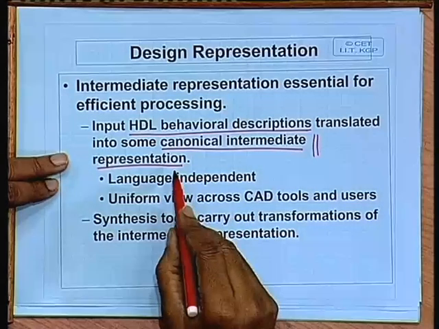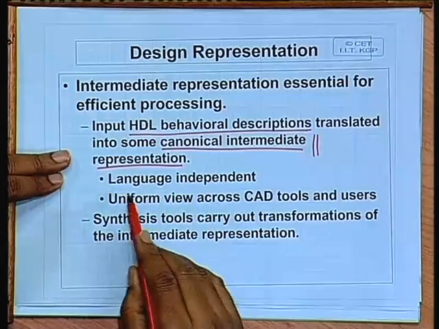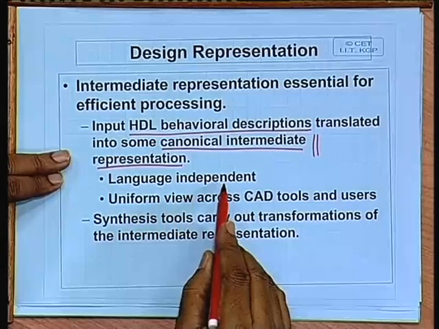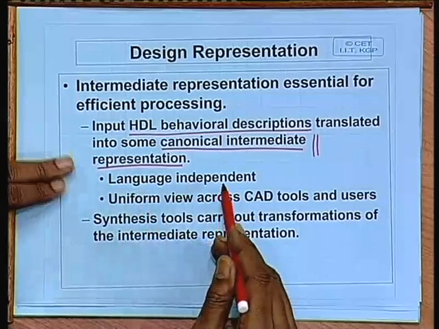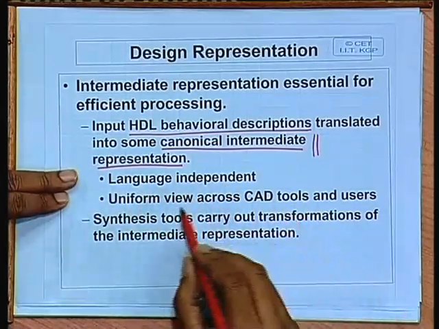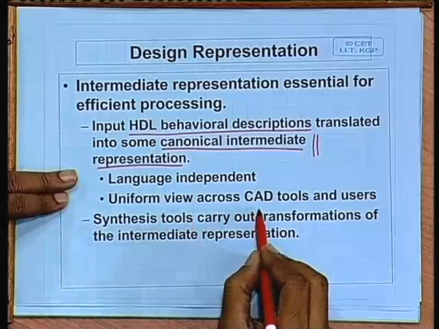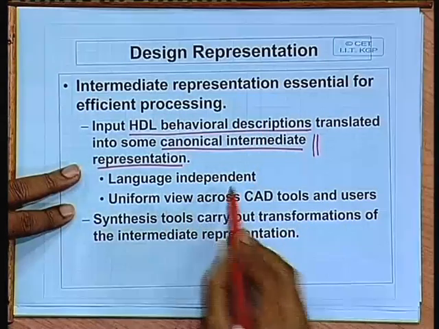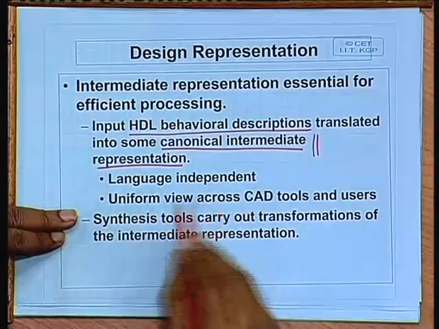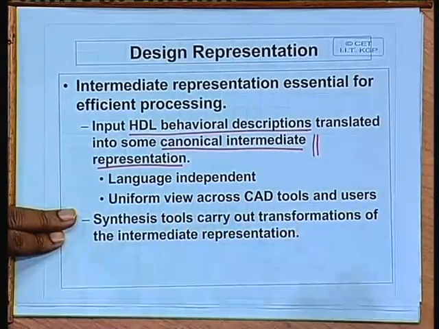Now, this canonical representation should not be dependent on any particular hardware description language. This is very important from the point of view of portability across CAD tools. Suppose you have one part of the design coded in VHDL, and another part coded in Verilog. If the intermediate representations are the same, you can mix the designs and synthesize them. So, this intermediate representation should be language independent and should give a uniform view across a number of CAD tools and systems.